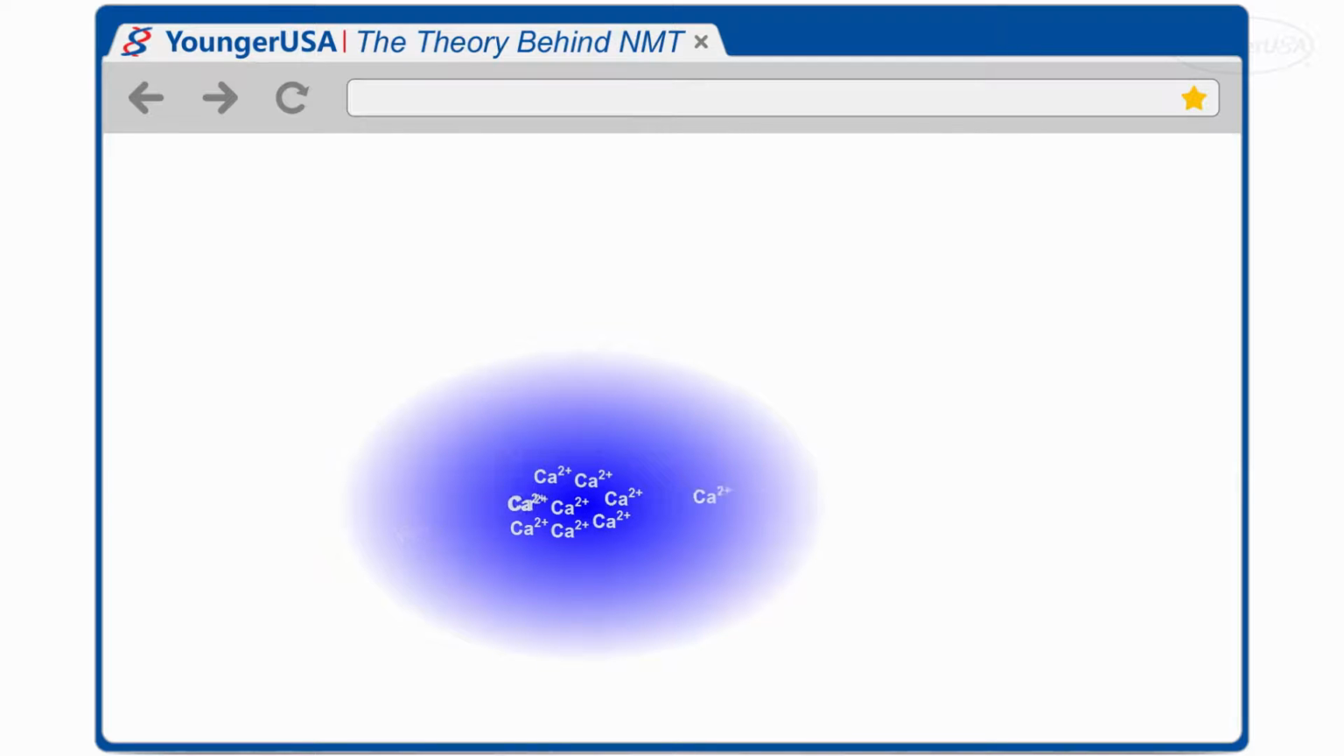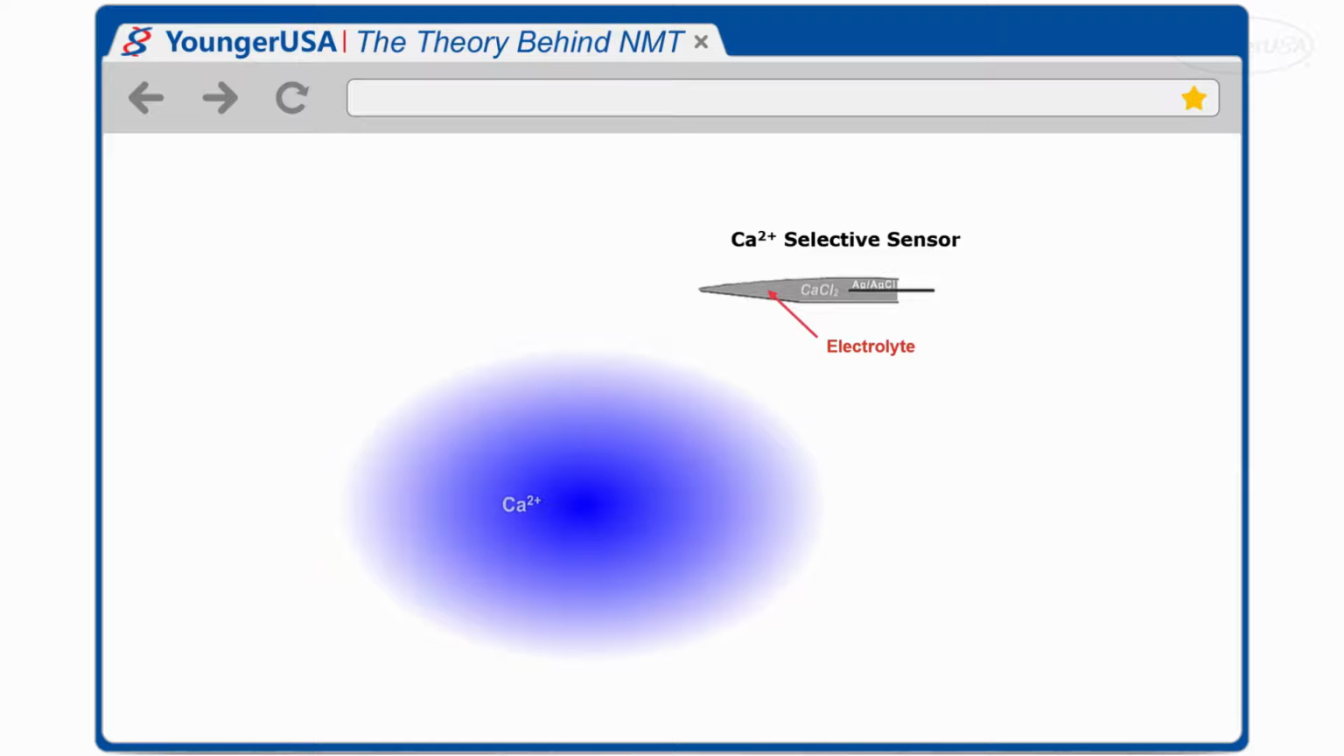But how do we know this? First, we need to build a sensor that can detect calcium ions. The key here is to use calcium selective liquid ion exchanger. In short, we call this LIXs, and it is able to give us corresponding voltage readings.